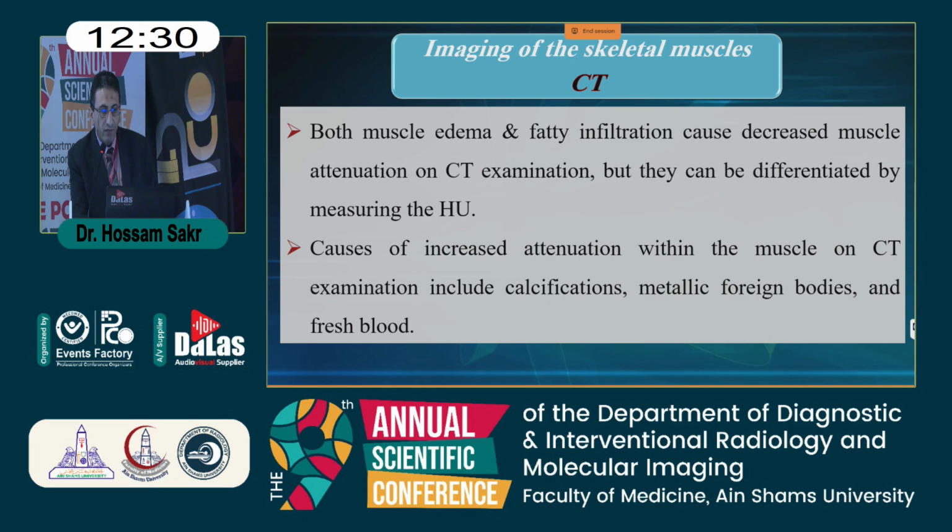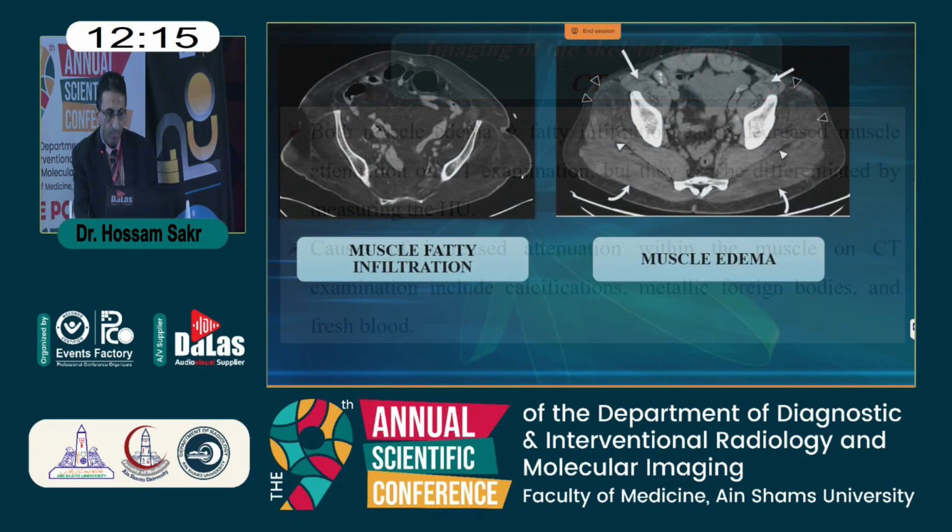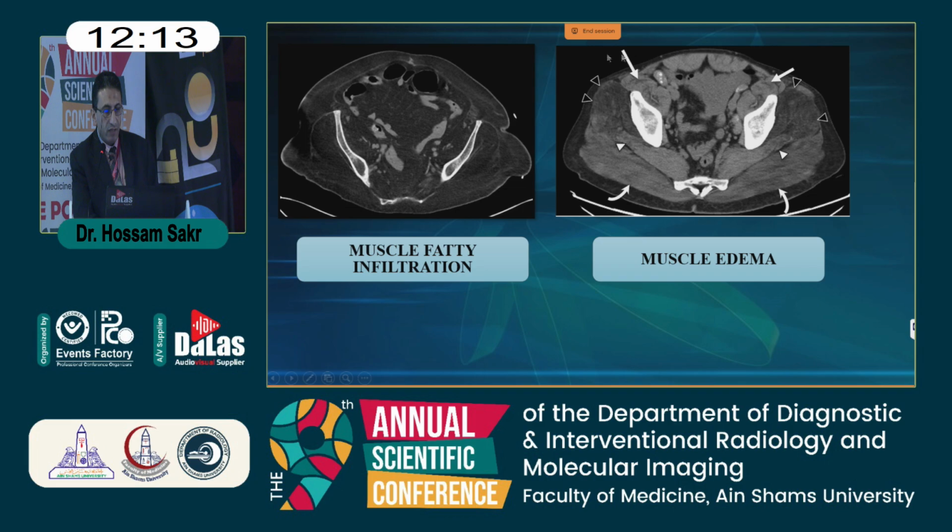Both muscle edema and fatty infiltration cause decreased muscle attenuation on CT examination, but they can be differentiated by measuring the Hounsfield unit. Causes of increased attenuation within the muscle on CT include calcifications, metallic foreign bodies, and fresh blood. Then an example of muscle fatty infiltration of the gluteal muscles, which has the same CT density as the subcutaneous fat, and this is an example of muscle edema in which there are areas of low attenuation within the muscles.